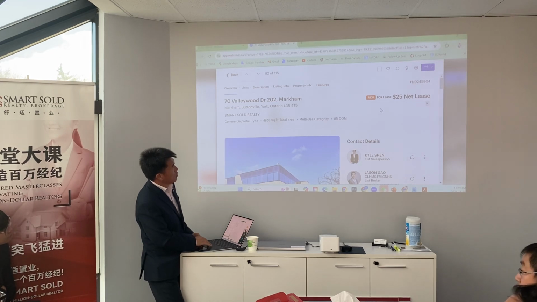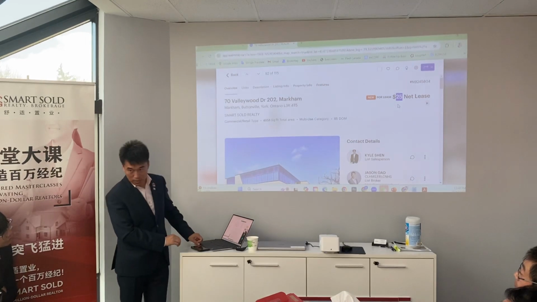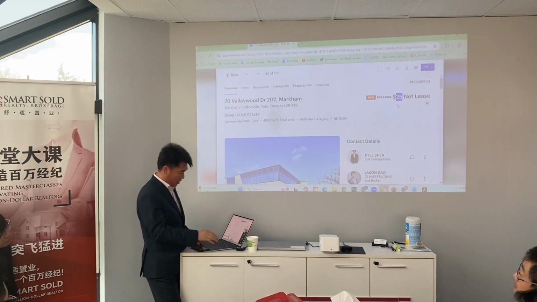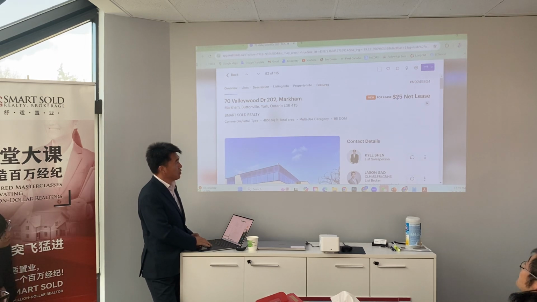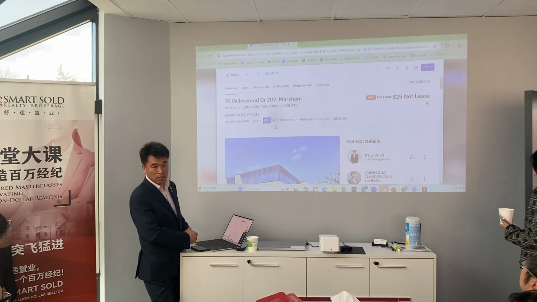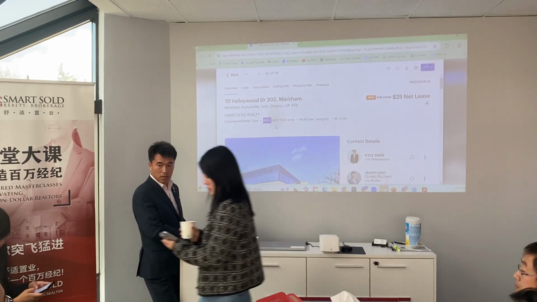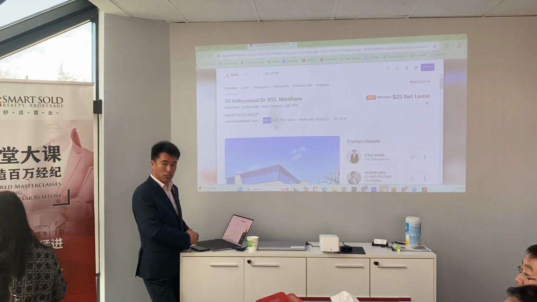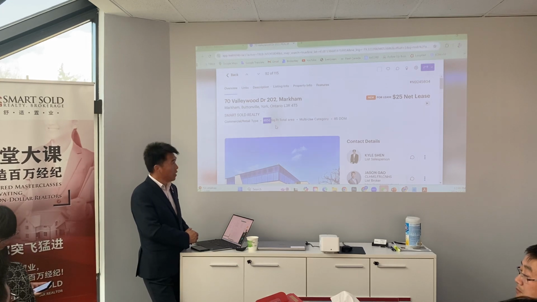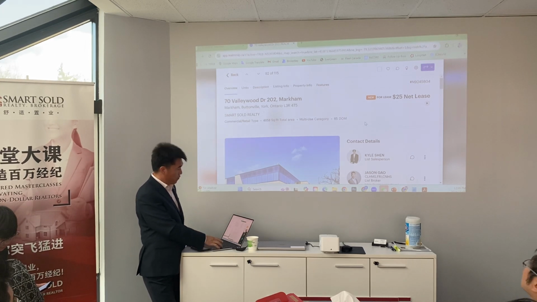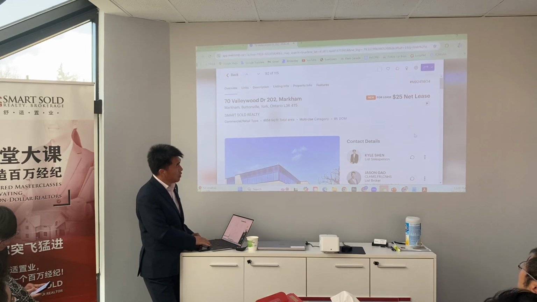So for commission, you only charge on the net lease, right? It doesn't matter how much the TMI is. We don't have any TMI whatsoever. So for the first year, it's 25 multiplied by the square footage, 4,858. Somebody can calculate for me. 121,000. That's the total rental for the first year, right? And for the first year, I'm paying 4%, I believe.